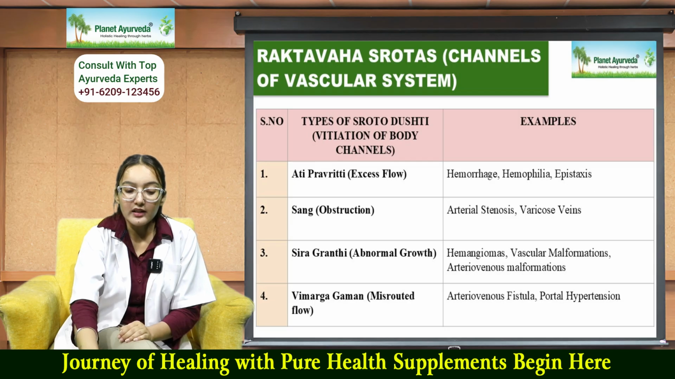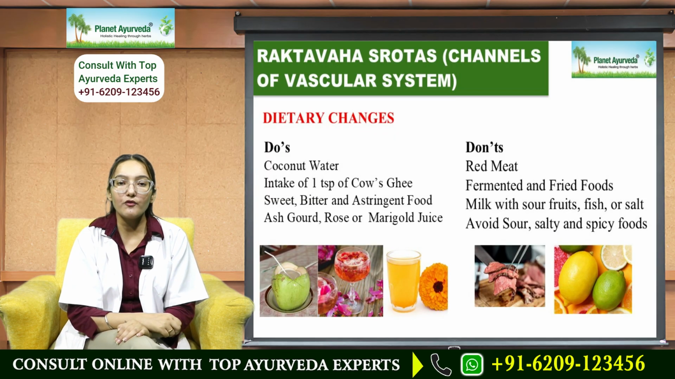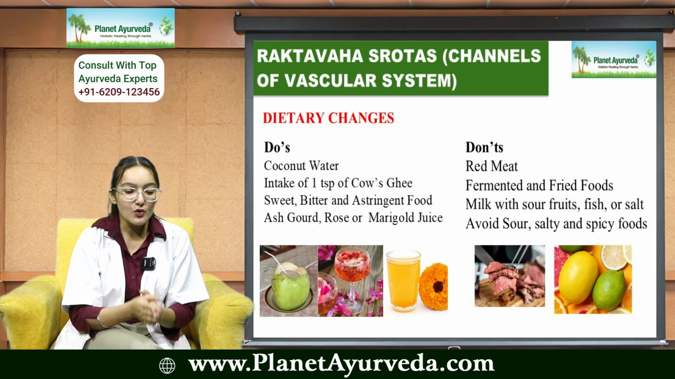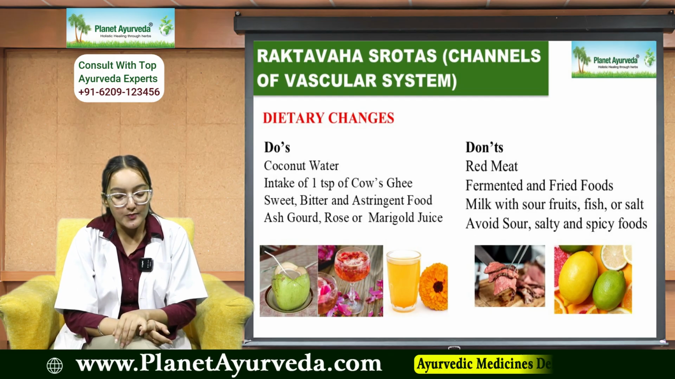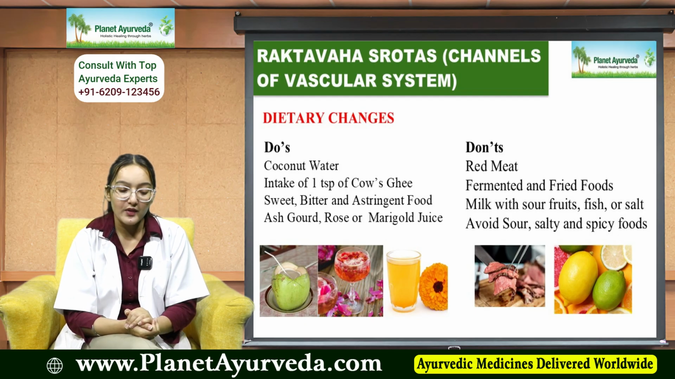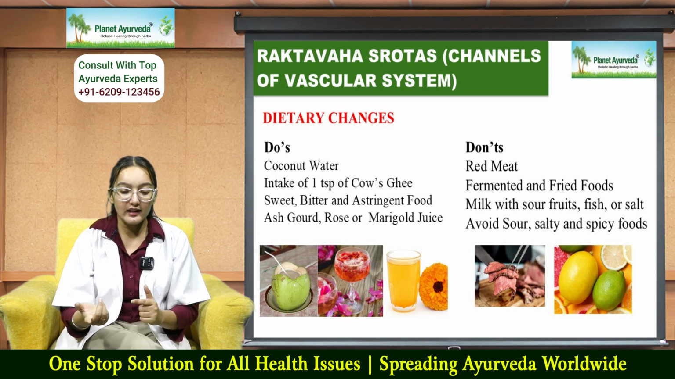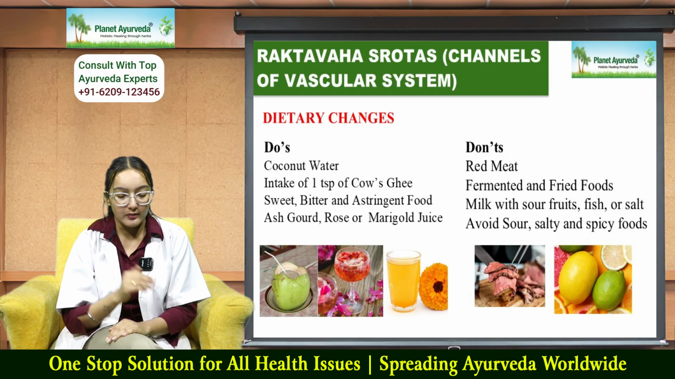Then comes the dietary changes. In dietary changes, we need to take care that we give the pitta pacifying diet, and make sure that the person avoids the pitta aggravating foods. Same is written over here. So in do's, one can take coconut water, 1 tsp of cow's ghee, and sweet, bitter and astringent foods, because these are the food items that can pacify the pitta. On the other hand, they have to avoid sour, salty and pungent foods that can aggravate the pitta.